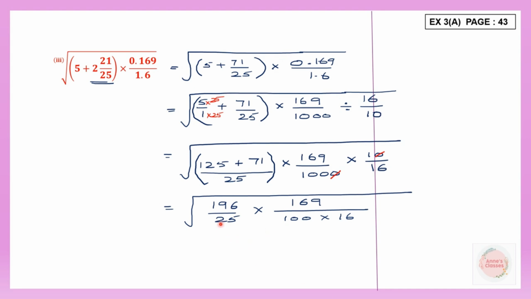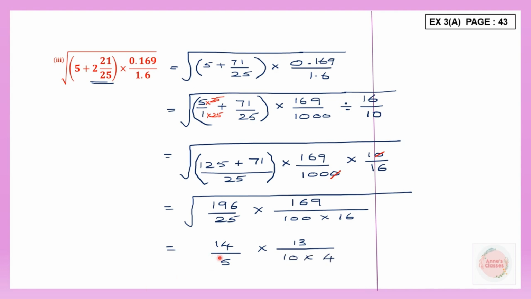So now if you know the square roots, it's easy. 196, the square root of 196 is 14. So we write 14. The square root of 25 is 5 because 5 fives are 25, into the square root of 169 is 13. 13 into 13 is 169, divided by the square root of 100 is 10. 10 tens are 100, and the square root of 16 is 4. 4 fours are 16.